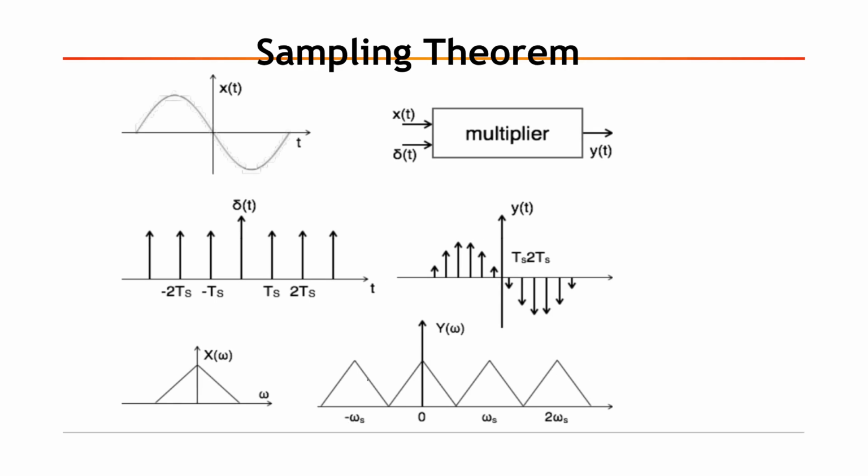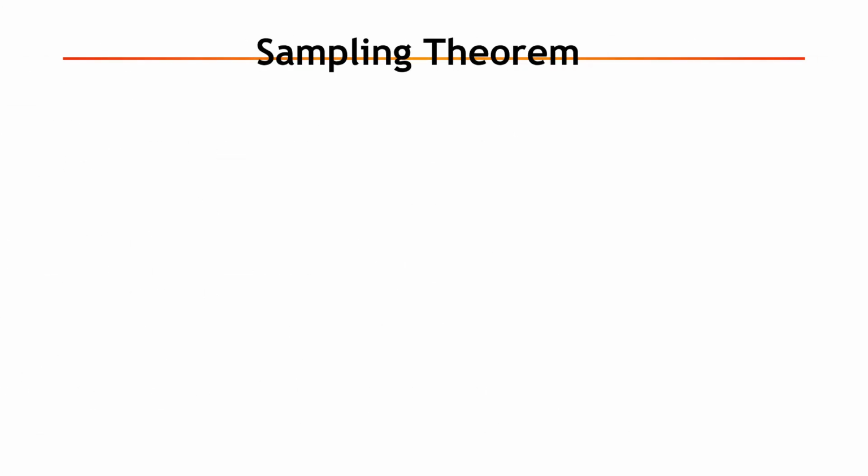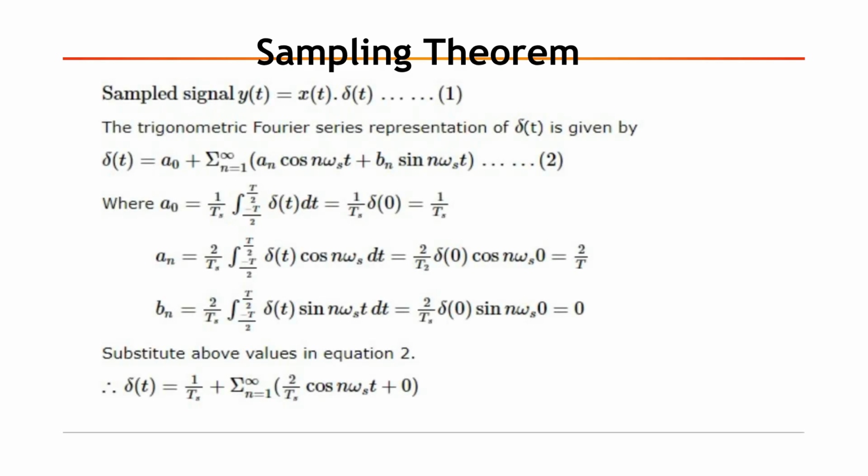An input signal x(t) is multiplied by an impulse train delta(t) to produce a sampled signal y(t). The frequency domain representation shows the resulting spectrum. The sampled signal y(t) is given by the product of x(t) and delta(t). The trigonometric Fourier series representation of delta(t) is used to expand the impulse train.